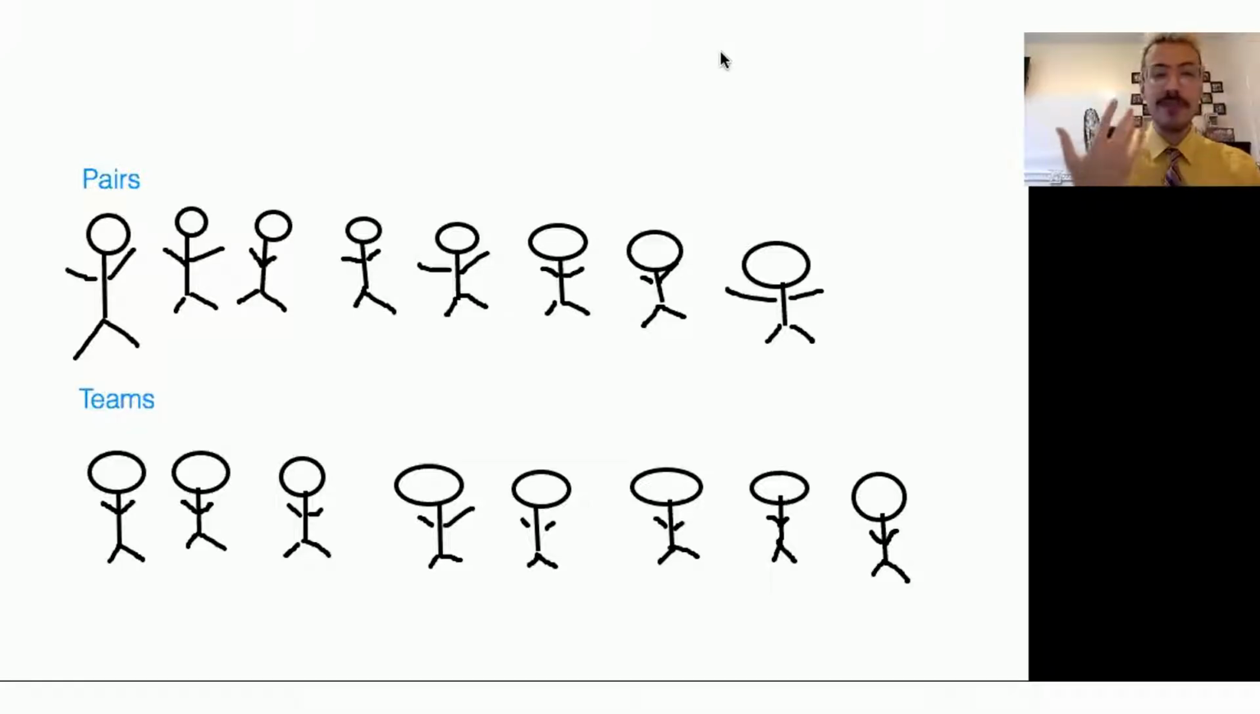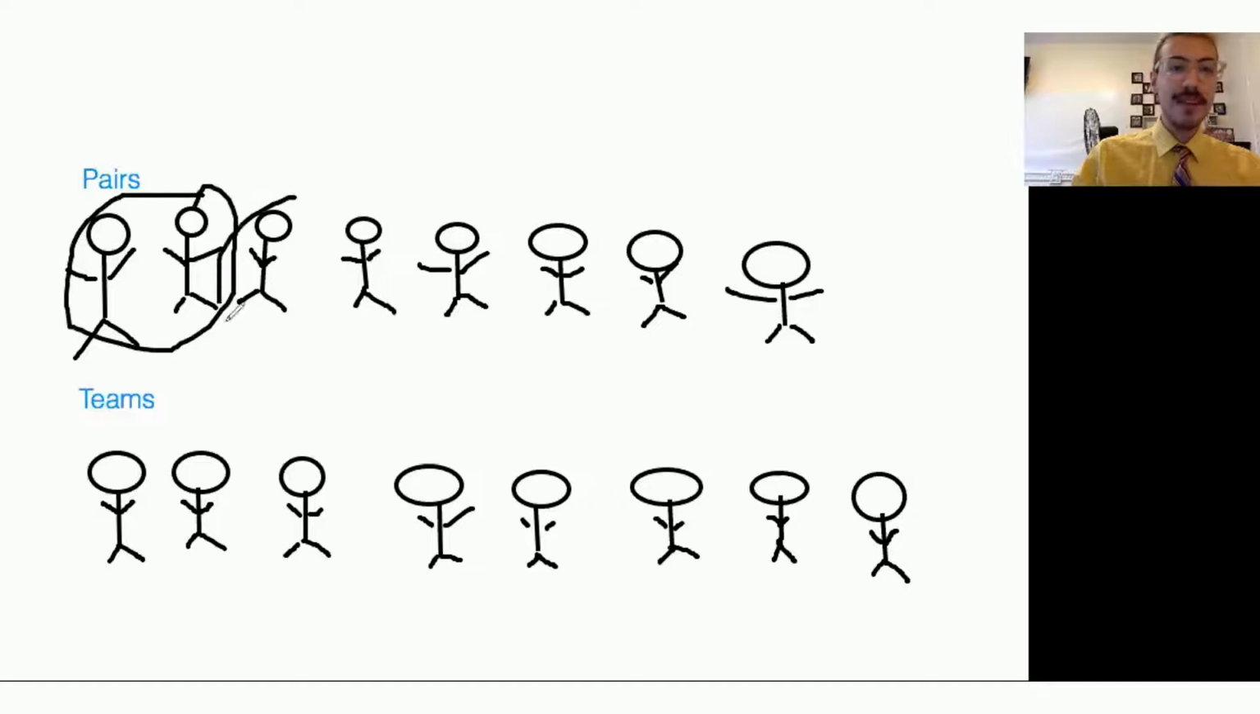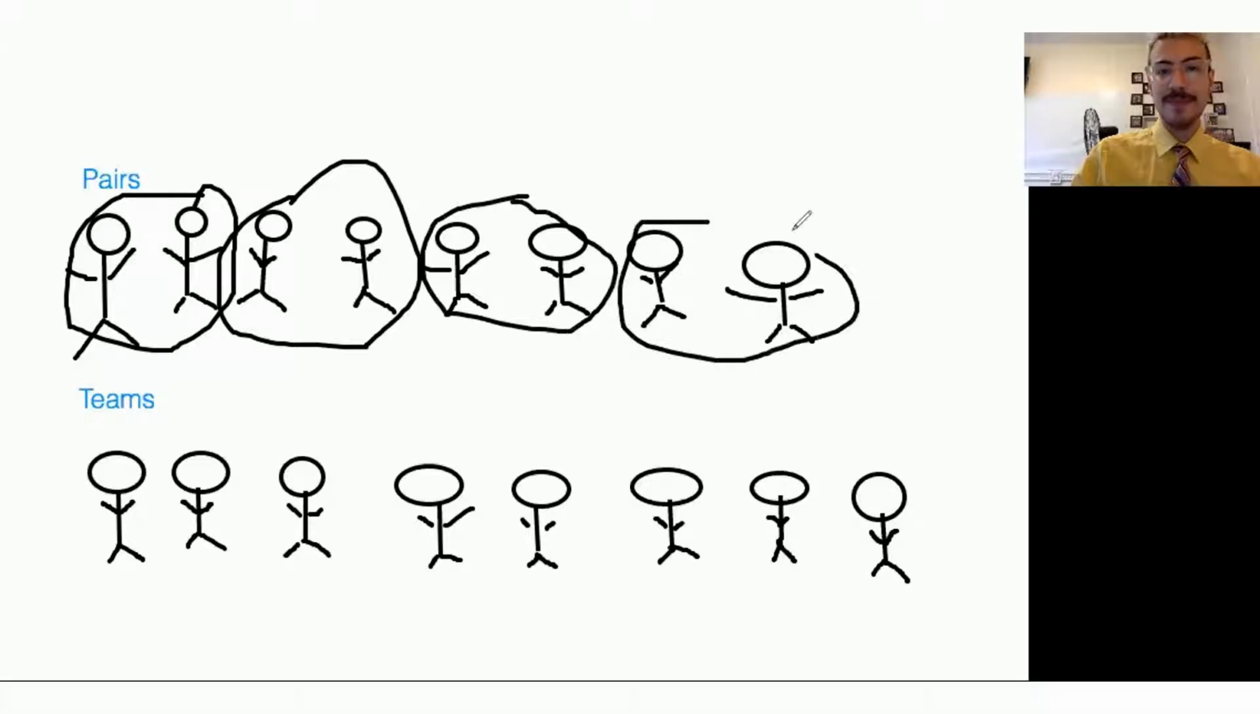So for the first section with pairs, you should think of 2s. So I'm going to put each child into groups of 2. I'm going to put them into pairs. Pairs of shoes, dancing partners, different types of phrasing. We're just putting them into groups of 2. So for instance, this is a pair. This is a pair. This is a pair, and this is a pair.